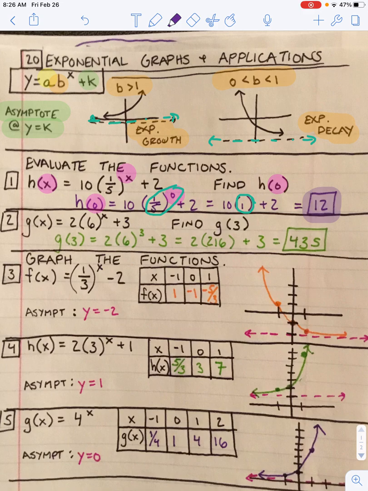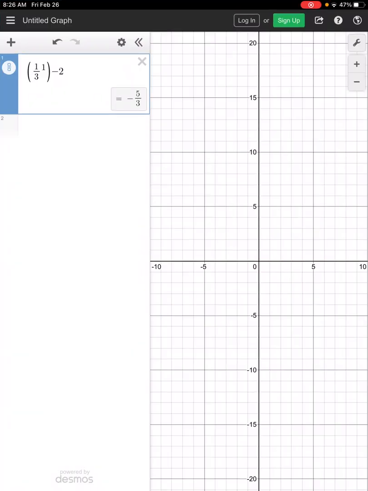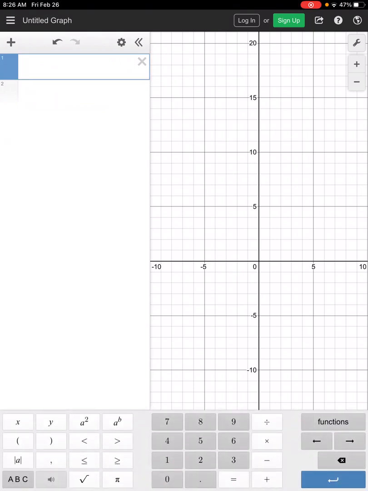In our second problem, we have g of x is equal to 2 times 6 to the x plus 3, and it wants us to find g of 3. That means I'm replacing my x with a 3. So g of 3 is equal to 2 times 6 cubed plus 3. Let's make sure you know how to do this in Desmos. We have 2 parentheses 6. When you want to raise it to a power, you hit the a to the b button, to the third. Then make sure you go outside your parentheses here and minus 2.